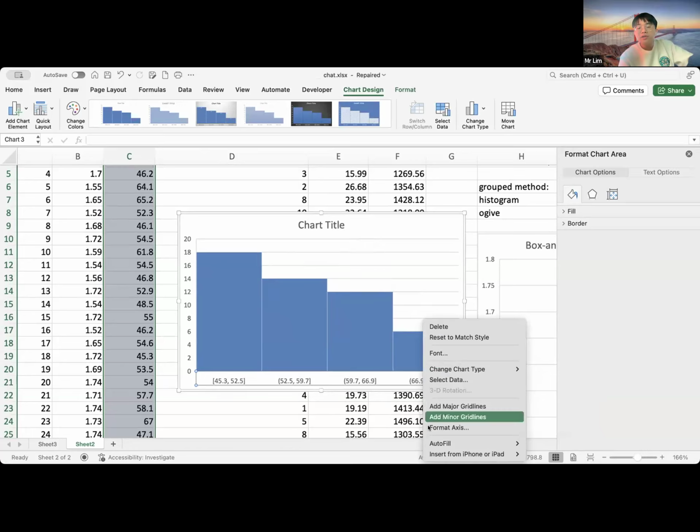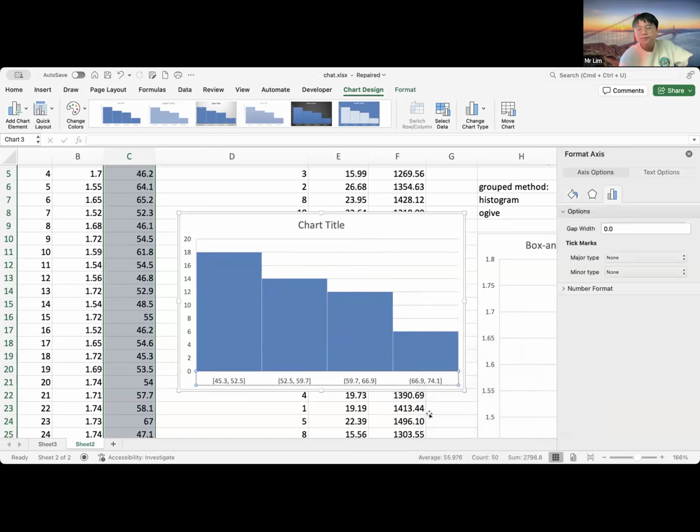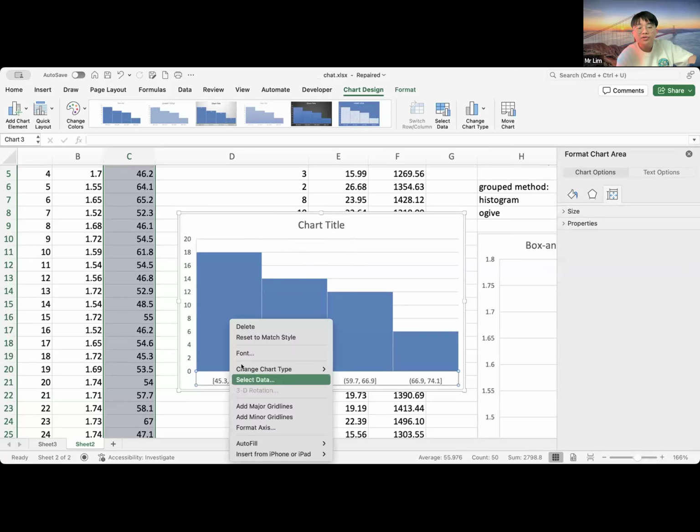So what you can do is format axis, not format axis, but you want to reselect what we call the class size. Okay, you want to change your class size. Well, where to do it? Let's explore. But actually, you should explore it on your own.